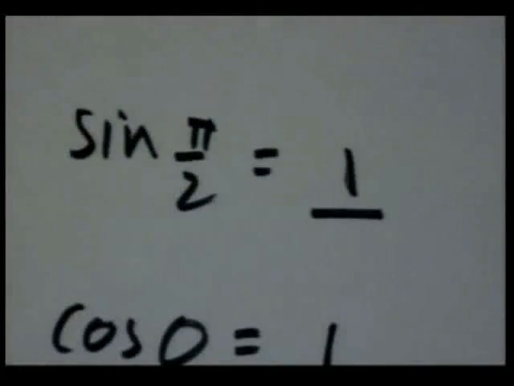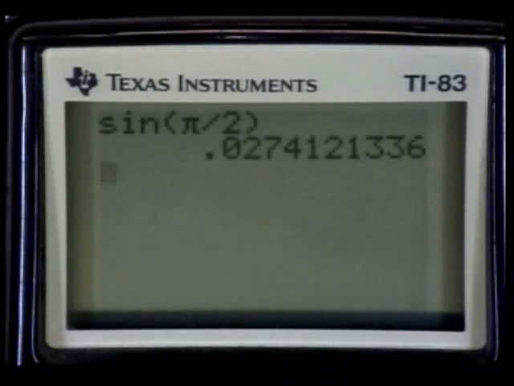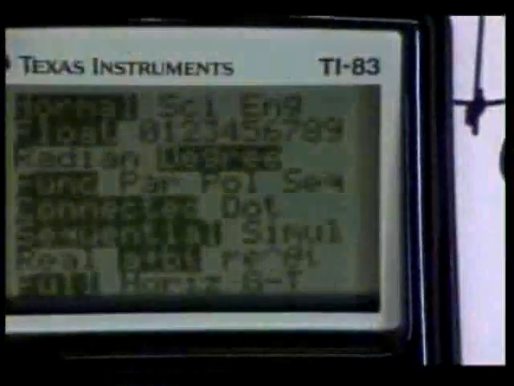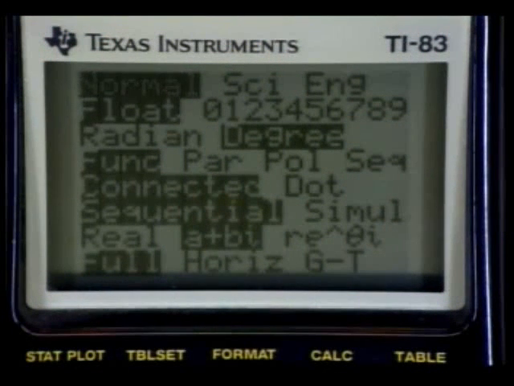We thought the sine of pi over 2 was 1. The calculator said the sine of pi over 2 is 0.02741211336. Now somebody out there knows what I did wrong. Just holler it out if you see what I did wrong there. Well, the same person again. It's the mode. Oh, looky there. We were in degree.